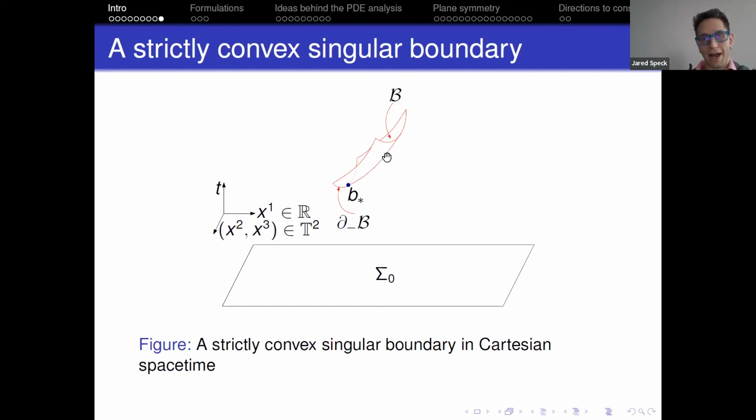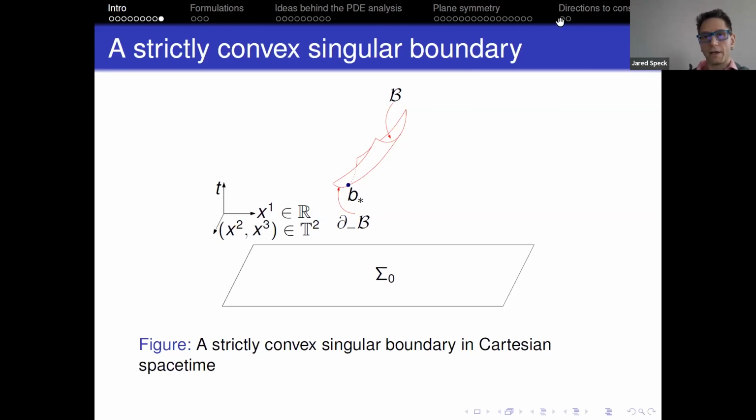However, if you do not have convexity in some direction, for example, which is what happens in perturbations of plane symmetry, then you need to do something more refined, which is what I'm doing with Leo. Then Cartesian flat foliations are not going to give you the full picture, and hence one needs foliations that are adapted to the precise shape of the singular boundary.